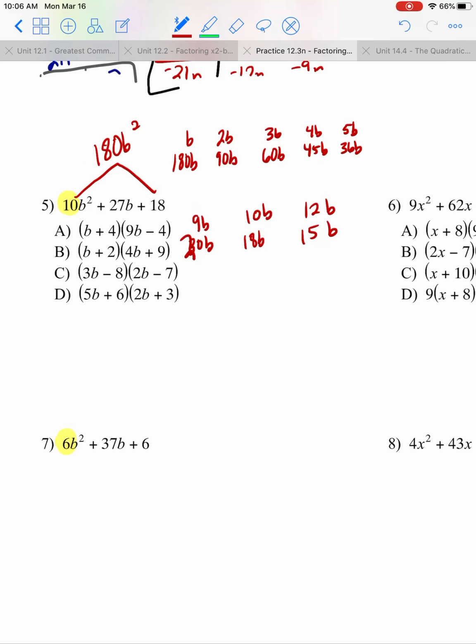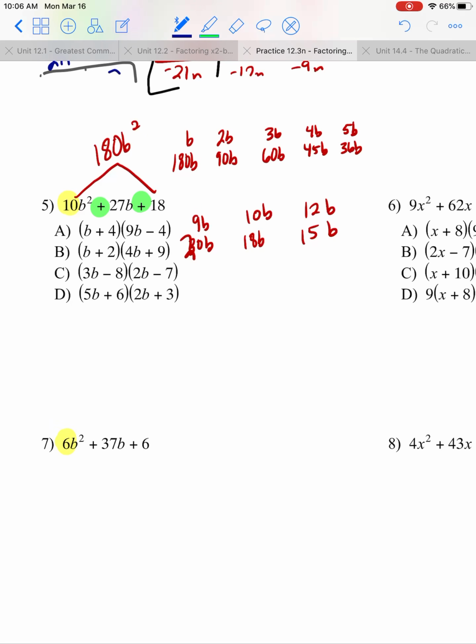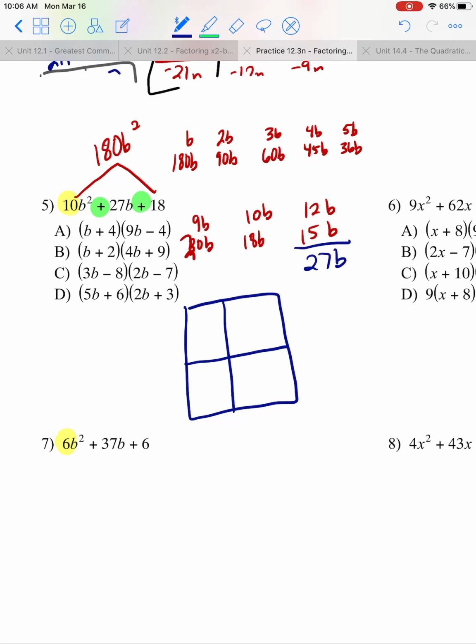All right, so now I'm looking for the ones. I've got to look at my rules. They're positive, so that means the factors are the same sign, and they're both going to be positive. So if I simplify these, I'm looking for the ones that add up to 27. Just to save some time, it's going to be this one here. That's now where I'll make my box.